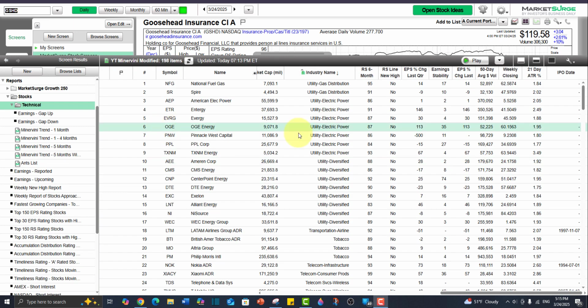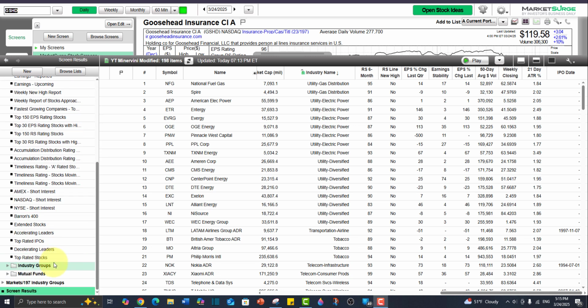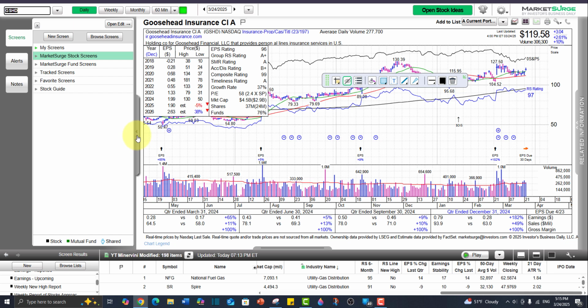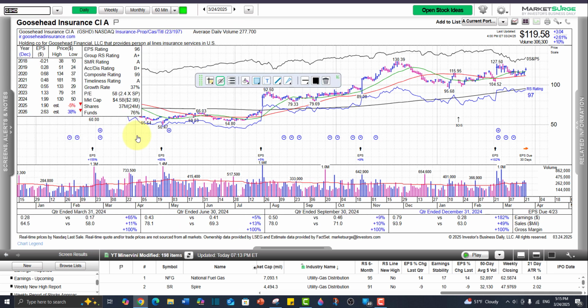But there are all sorts of screens on MarketSurge. Under technical here, you've got all these different ones, the Minervini ones, top 150, accumulation, timeliness, accelerating leaders. The list goes on and on. You can pull up any of those and then tinker with them.